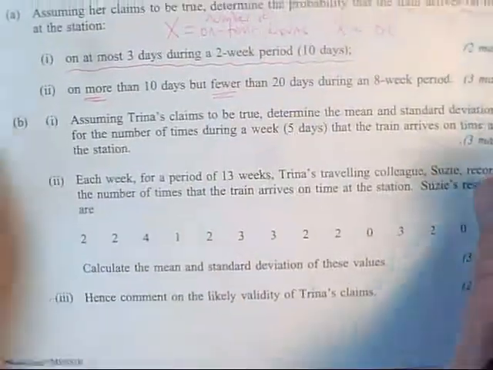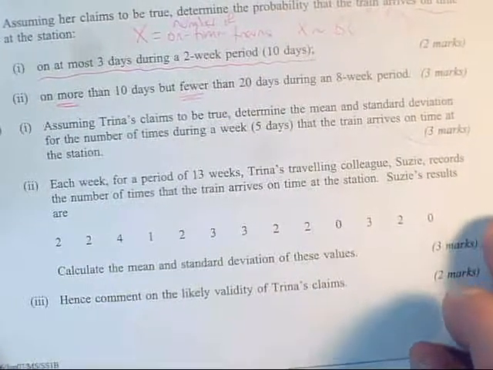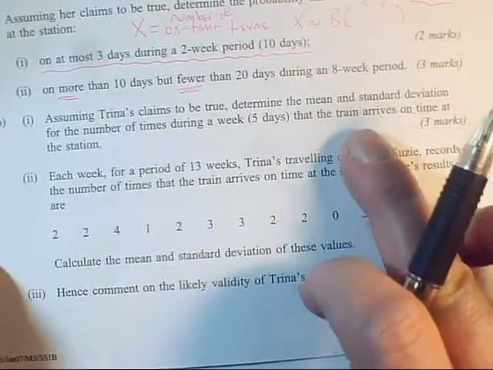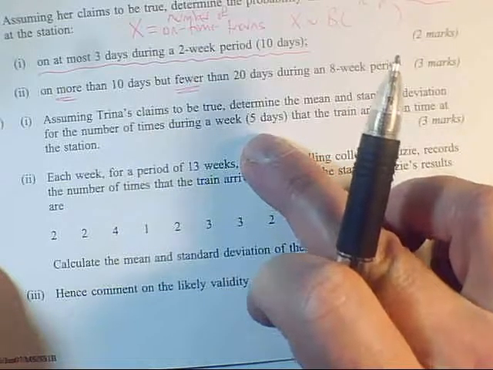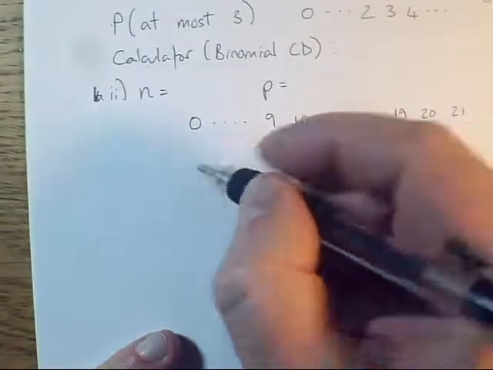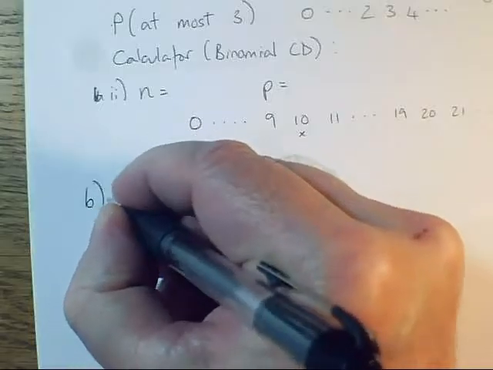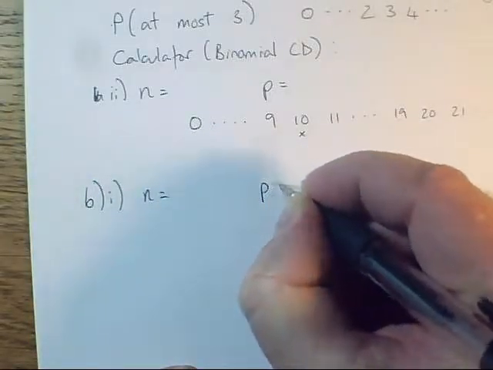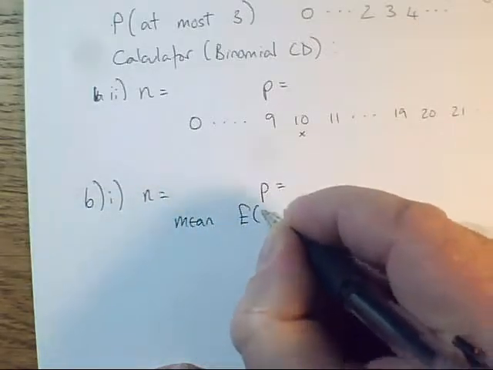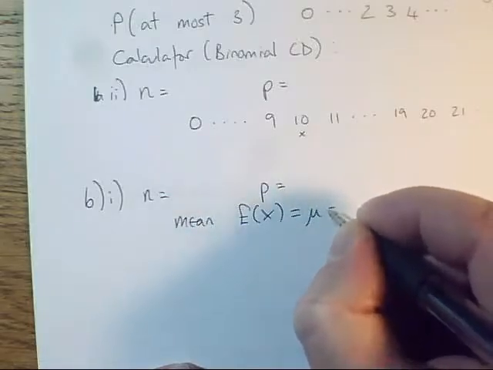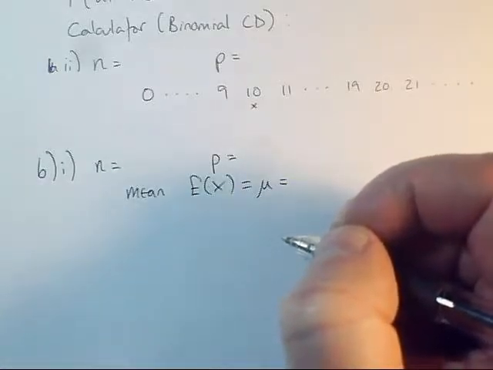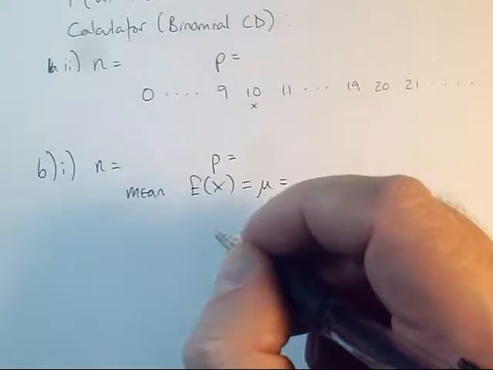And in part B, again, we're assuming that Trina's claims are still true. We're going to get the mean and standard deviation for the number of times during a week that the train arrives on time at the station. So this is now a new value of n again. So in B1, okay, we've got n equals, we've got p equals, we've got the mean, which you can call expectation of x, or you can call it mu, equals, and you're going to use the formula from your formula book for the binomial. You don't have to memorize these, but you do need to know where you find them.